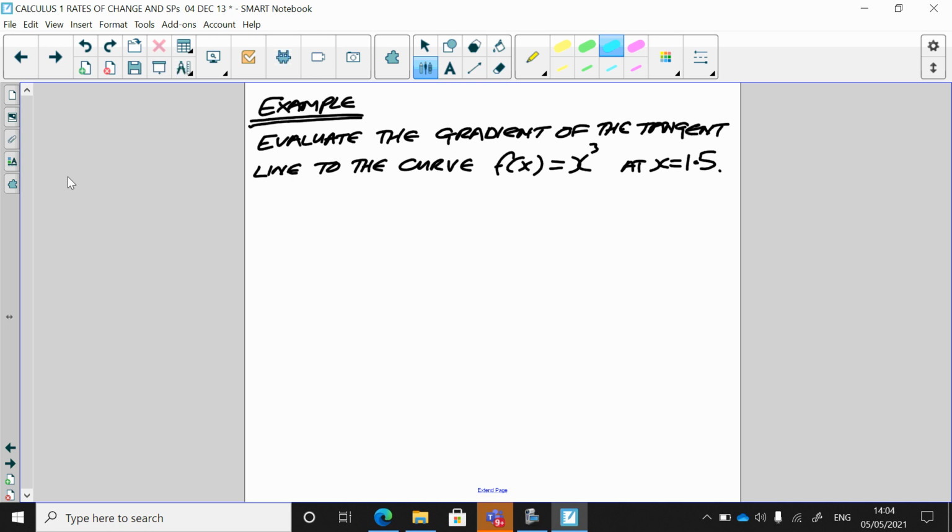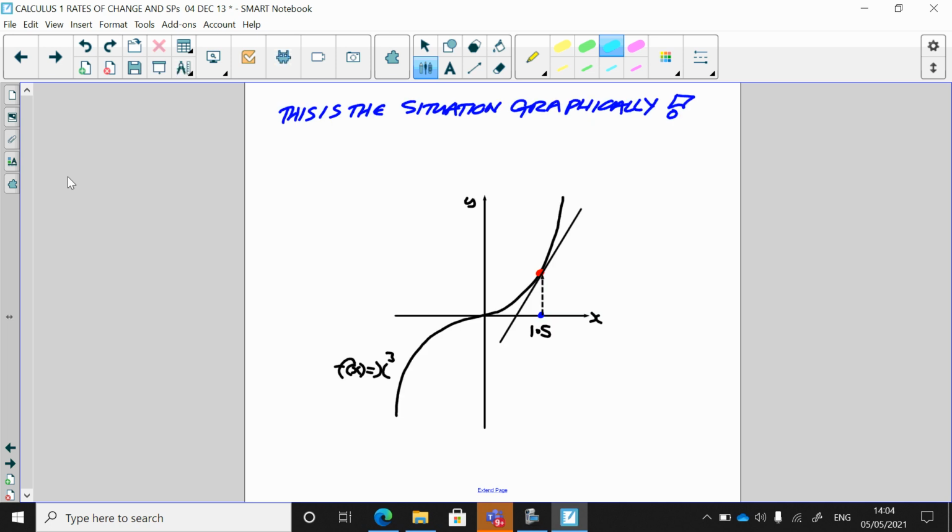So let's go with some curve, x cubed, and we want to evaluate the gradient of the tangent of that curve. There's a picture here. x is 1.5, f of x is x cubed. We need the derivative here, because the derivative dy by dx, the change in y over the change in x, gives you the gradient of both the tangent line and the curve.